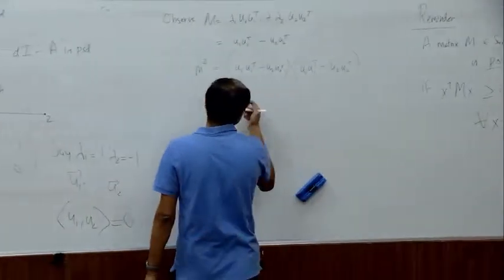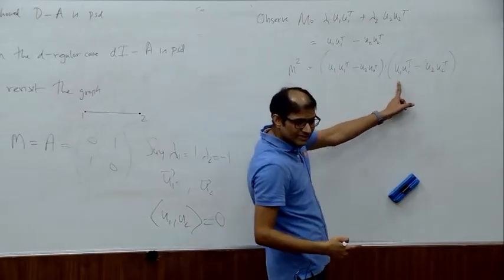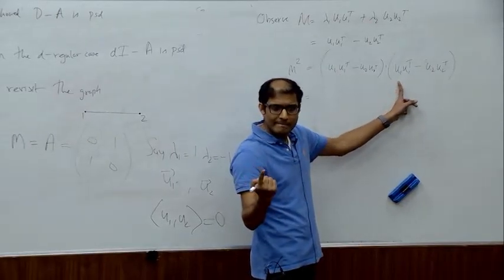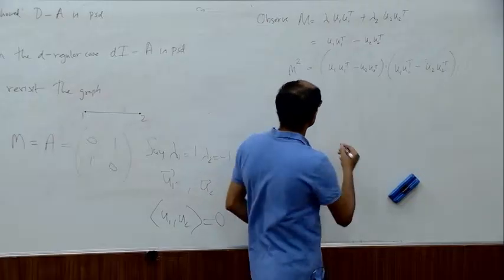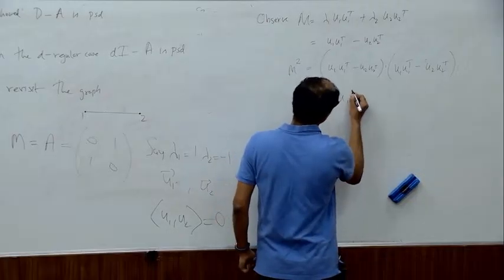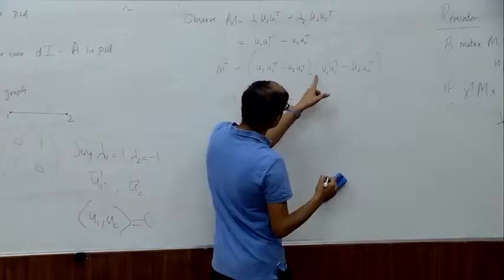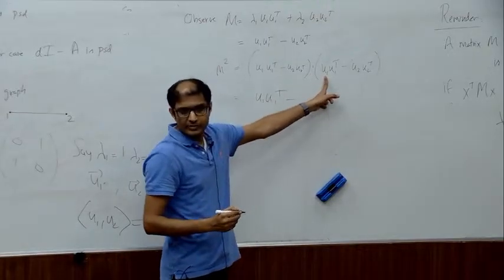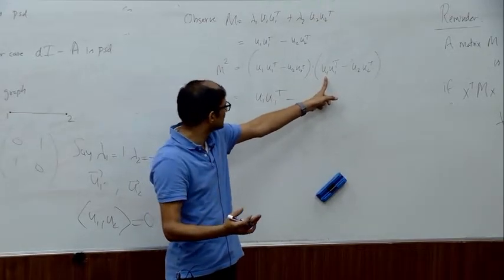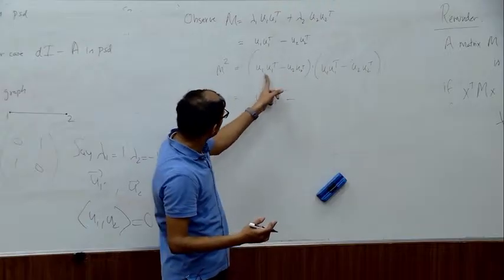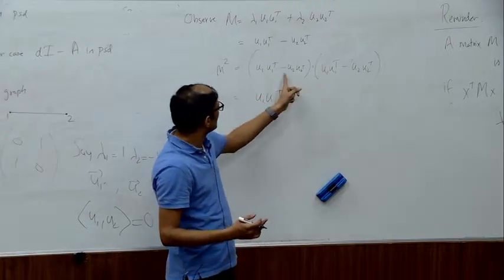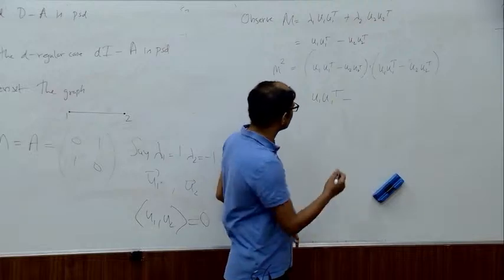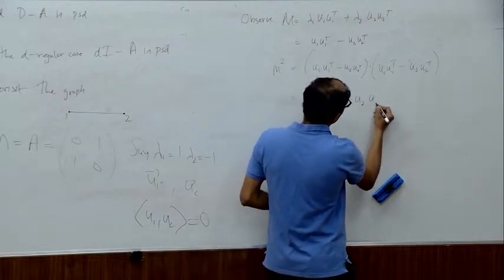So let's see what that is. u1 transpose hits u1, that becomes a 1. Right? So you get u1 u1 transpose back. Minus u2 transpose hits u1, that becomes a 0, because these vectors are orthogonal. u2 transpose u1 is 0. That's great. u1 transpose u2 becomes a 0. And this minus, that becomes a plus. So this becomes plus u2 u2 transposed.